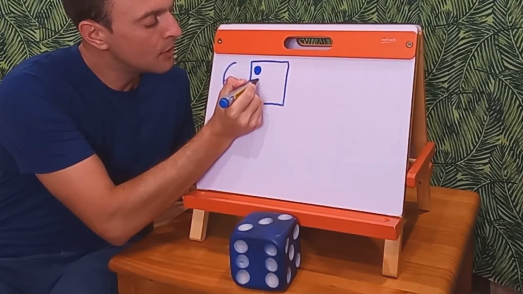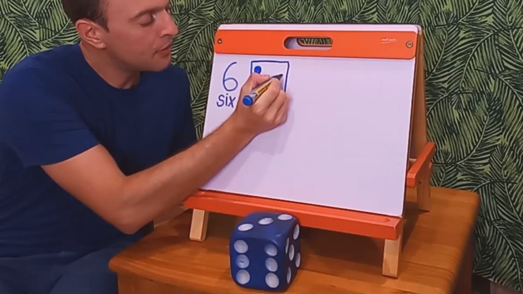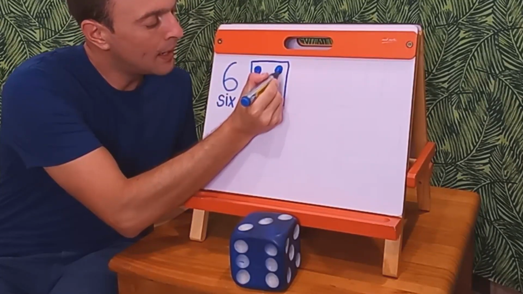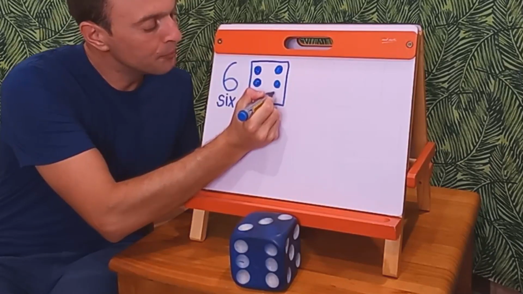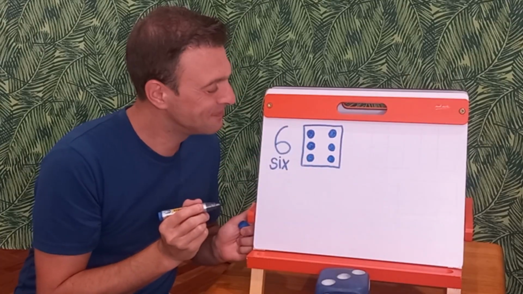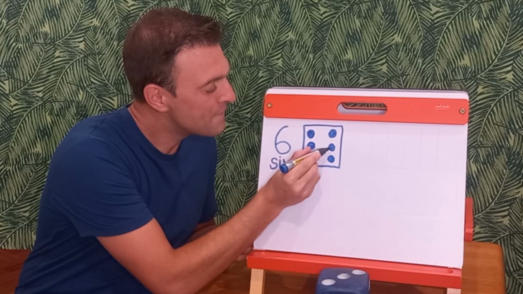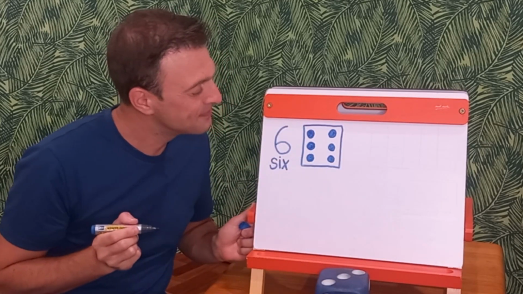1, 2, 3. And 3 dots on this side. 1, 2, 3. Let's count them together. 1, 2, 3, 4, 5, 6.